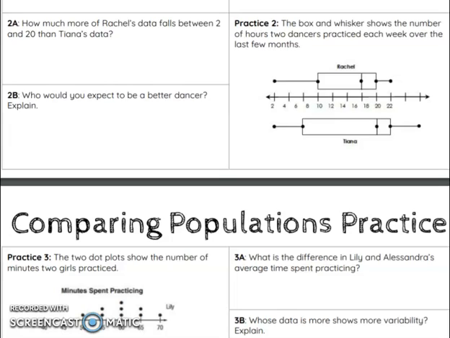Practice 2, the box and whisker plot shows the number of hours 2 dancers practice each week over the last few months. 2A, how much more of Rachel's data falls between 2 and 20 than Tiana's data? So looking at Rachel's, here is 2, and then here is 20. Remember that each section of the box and whisker plot is 25% of the data. So 25% of the data falls from 2 to 10, another 25 here, and then another 25 here. So that means that 75% of Rachel's data is between those two.